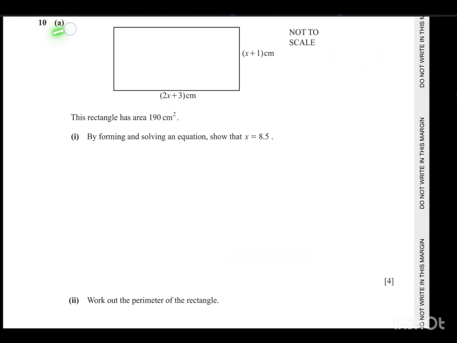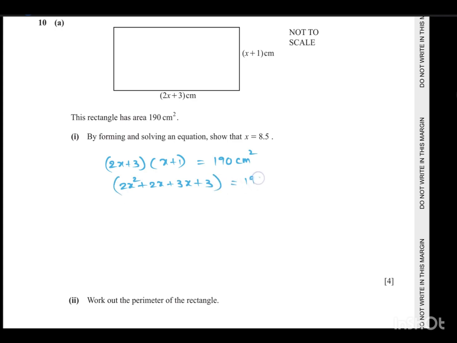Question 10 A. This rectangle has area 190 centimeter square. The length of the rectangle is given, width of the rectangle is given. We need to find by forming and solving an equation. Show that x is equal to 8.5. So area of the rectangle is length into width. So length is 2x plus 3 multiplied by x plus 1, which is equal to 190 centimeter square. Multiply these two expressions. 2x into x is 2x square. 2x into 1 is 2x. 3 into x is 3x. 3 into 1 is 3.